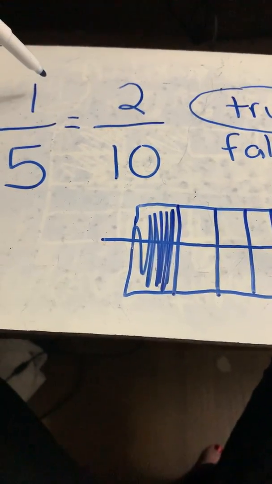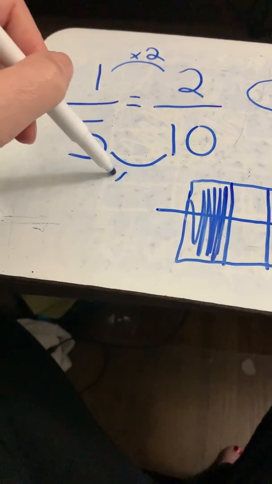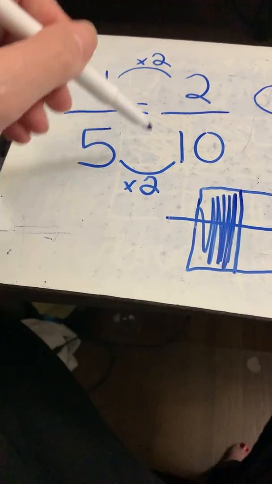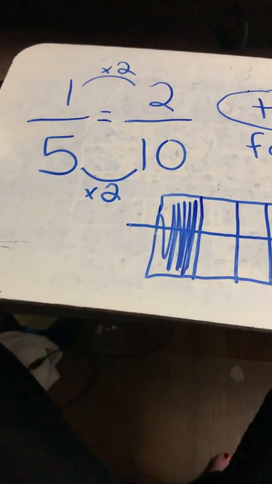And look, if I go from 1 to 2 by multiplying by 2, and from 5 to 10 by multiplying by 2, if I do the same thing to the top and the bottom and my answer is correct over here, then I know I'm right. So this number sentence is true. 1/5 is equivalent or the same as or equal to 2/10.